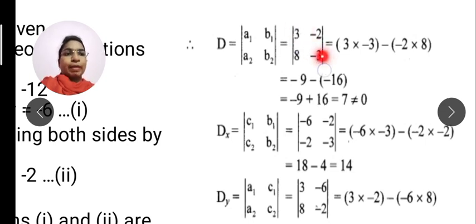Firstly, do the cross multiplication: 3 into minus 3, that is minus 9. Minus sign, because we are doing subtraction. This minus sign and this 8 into 2 is 16, this minus sign becomes different. If you take only one minus, then the answer will come wrong. So you have to take care of the signs, because we are doing a subtraction of the two cross multiplication answers. Now 3 into minus 3 is minus 9, minus 8 into 2 is minus 16. What will you get? Minus 9 plus 16 is equal to 7. So this is your d.